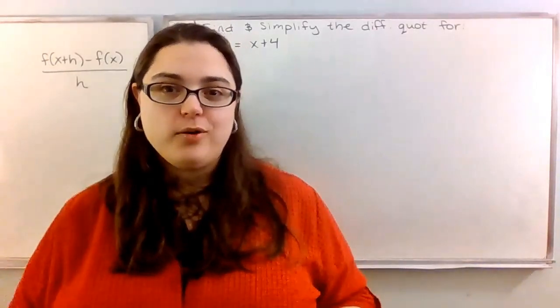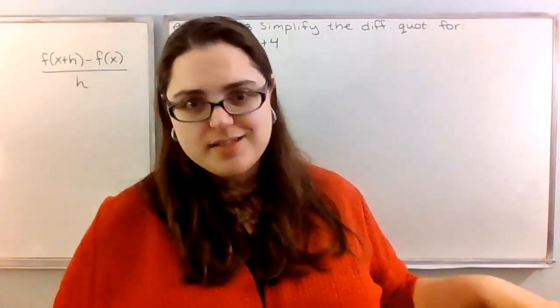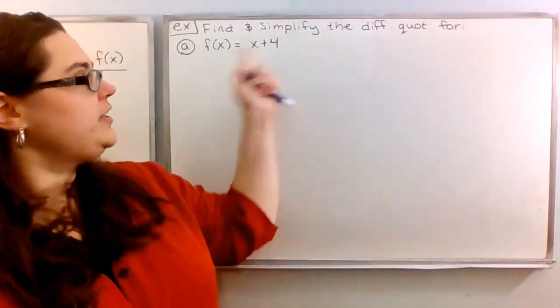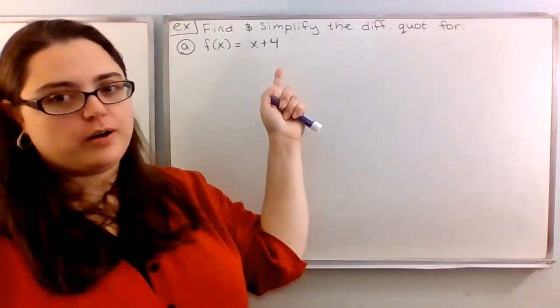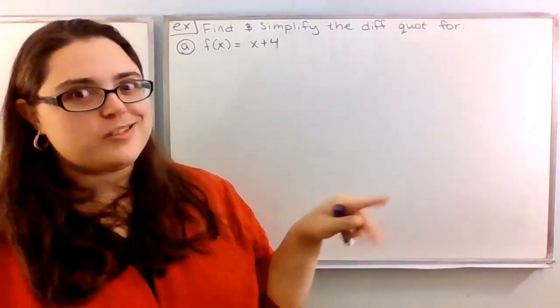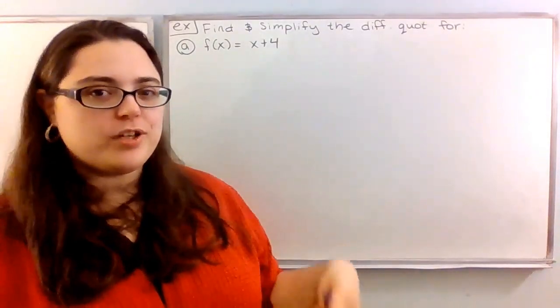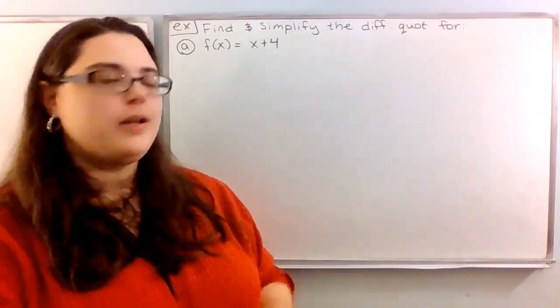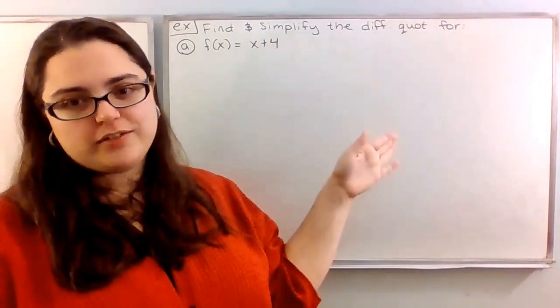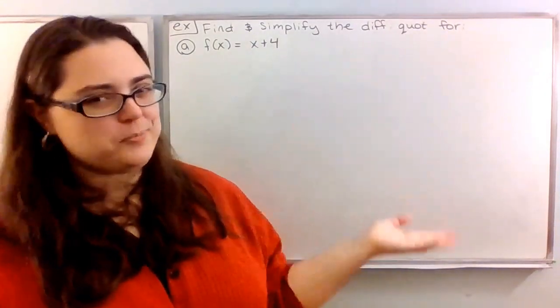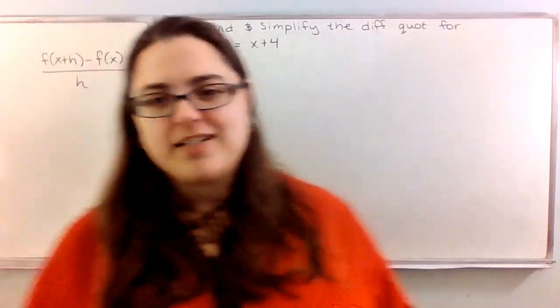Alrighty, we're going to start out with a pretty basic example here. We're going to find and simplify the difference quotient for a linear function, x plus 4. Now, I'm going to tell you a little secret here. Because the difference quotient is related to the slope, and we know the slope of this line is 1, ultimately we should get a difference quotient of 1. So let's test that idea.